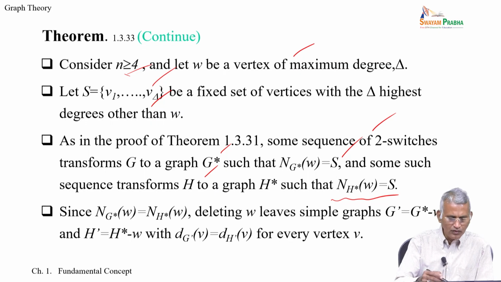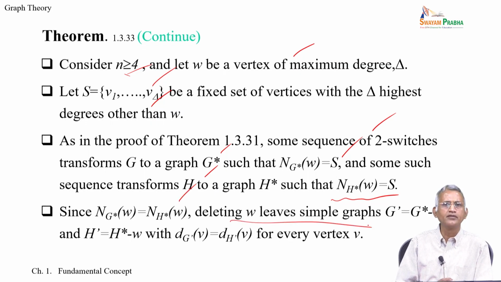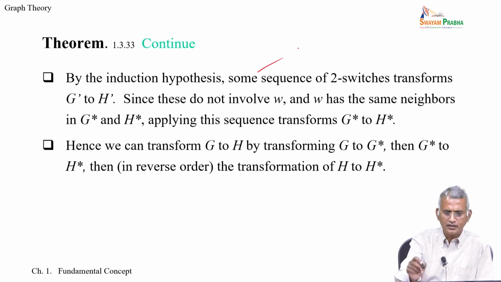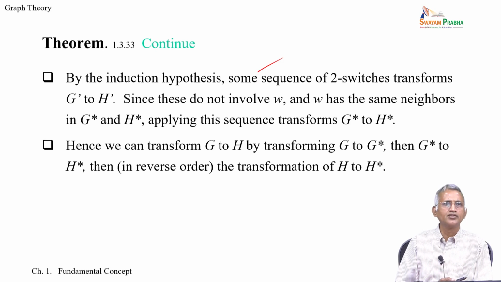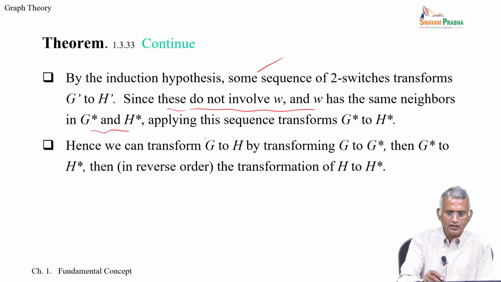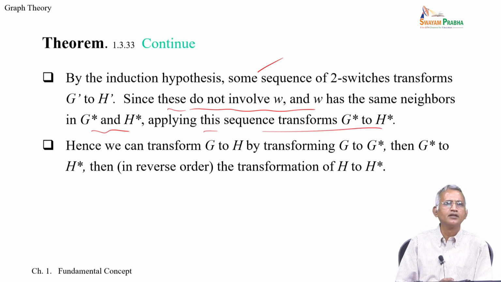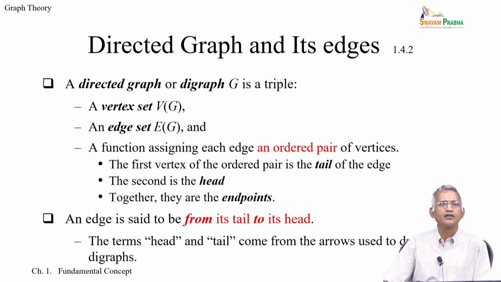So, since N of W over G star equals N of W over H star, deleting W leaves a simple graph. Therefore, G dash equal to G star minus W and H dash equal to H star minus W, with degree of V over G dash equal to degree of V over H dash for every vertex V. By the induction hypothesis, some sequence of 2 switches transforms G dash to H dash. Since these do not involve W and W has the same neighbors in G star and H star, applying the sequence transforms G star to H star. So we can transform G to H by transforming G to G star, then G star to H star, and reverse the order to get the transform of H star to H.